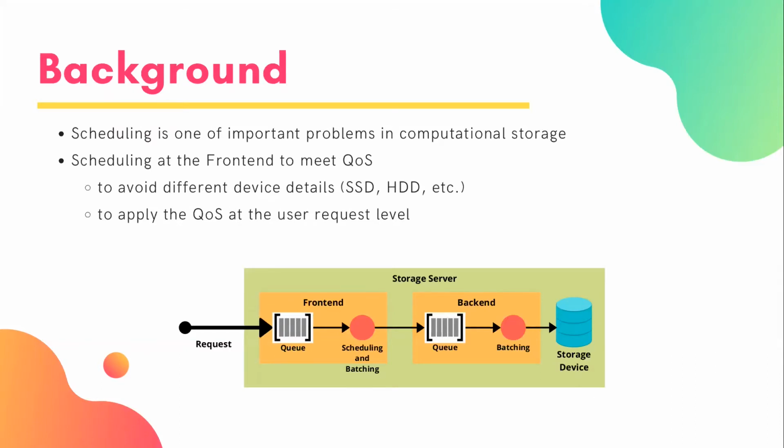In computational storage systems, scheduling is really important. Usually we have different users with different quality of service requirements, and we want to meet all of those requirements. The scheduling is usually happening in the front end because we don't want the scheduling system to be engaged in storage device details or lower level details. And also we want to do the scheduling at the user request level. So it's happening in the front end. And sometimes it's not really possible to do it in the backend.